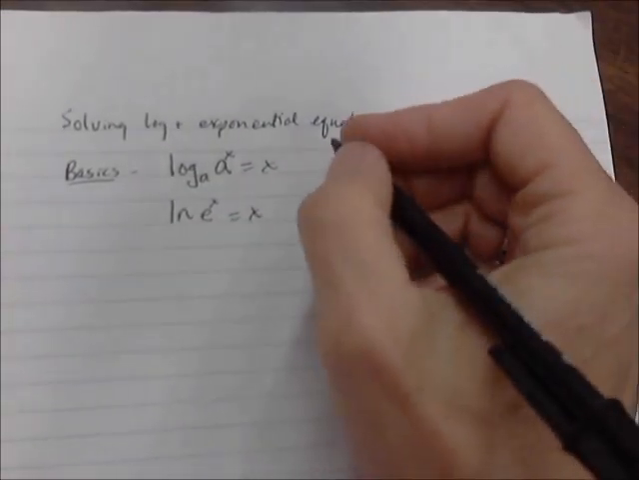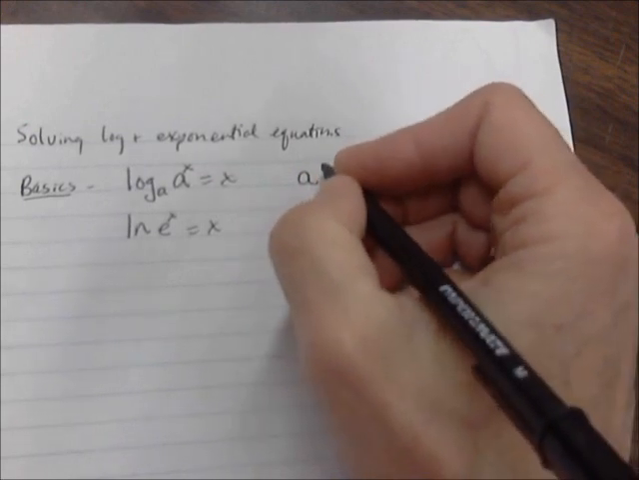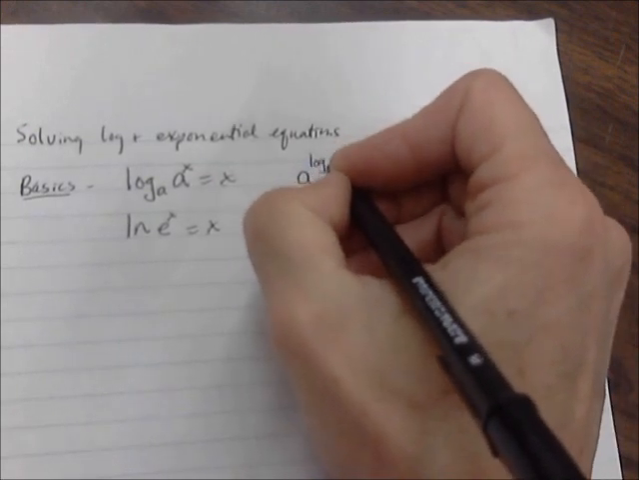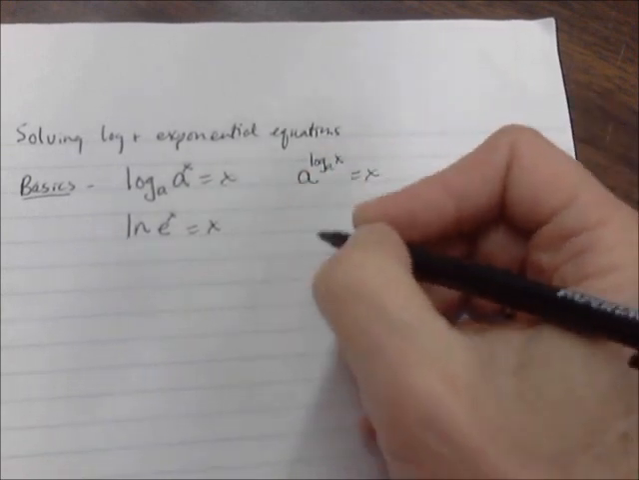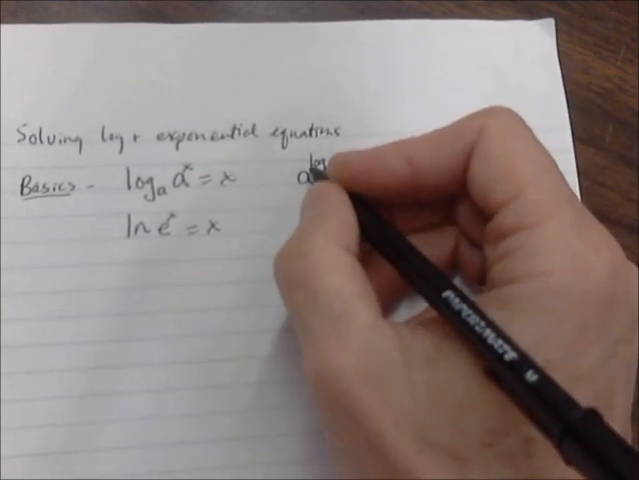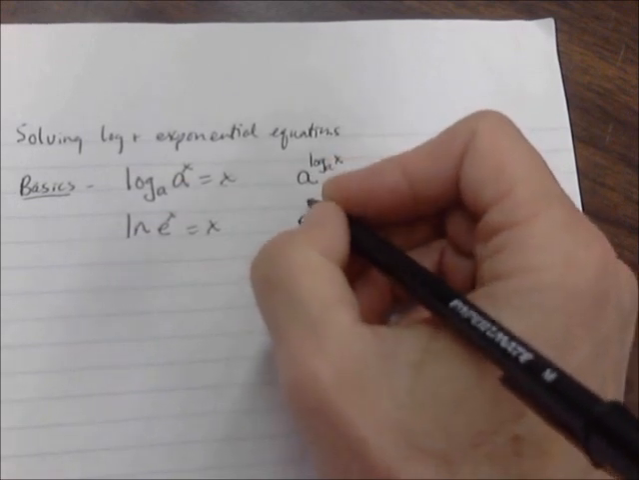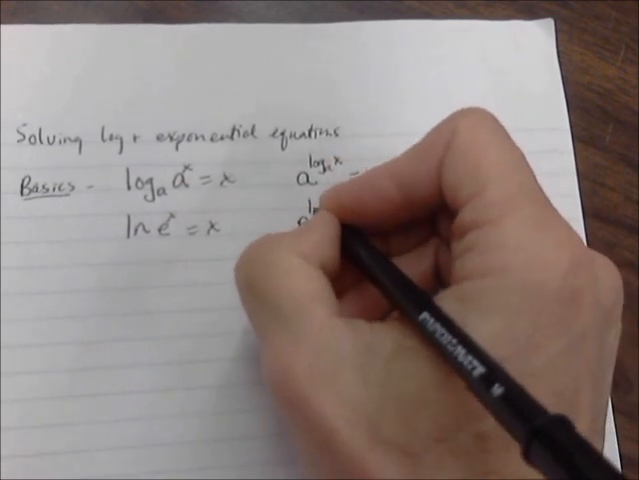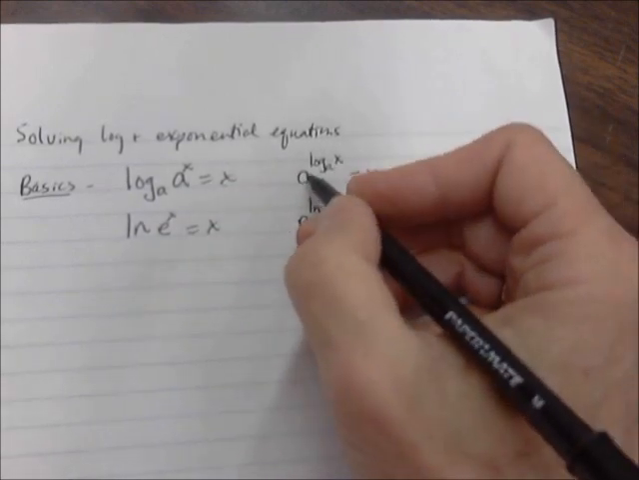And then there are a couple of exponential basics that you should know. First of all, if you have a base a and you raise it to the log base a of x, it's equal to x. And I'll show you in a minute how this will work. And if your base is e instead of a, this is e to the natural log of x, and that is equal to x. So I'll show you how that works.